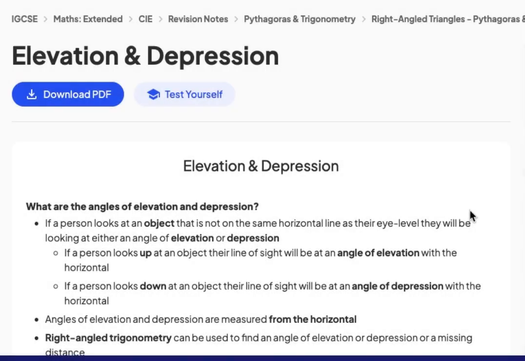Welcome to Waidsum Academy. Today we'll be looking at angle of elevation and depression in trigonometry. Remember, we've looked at the various different types of trigonometry.